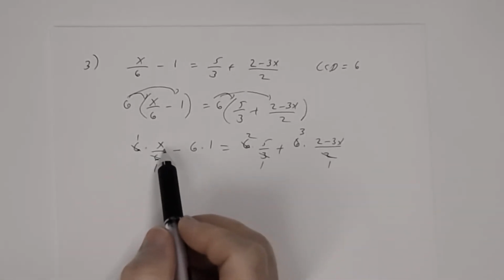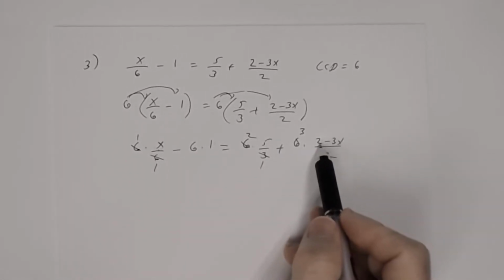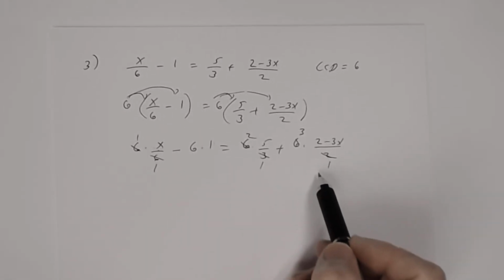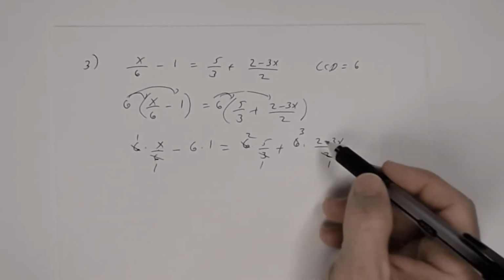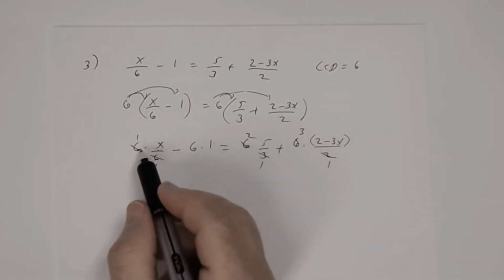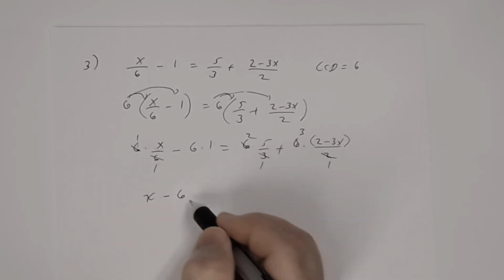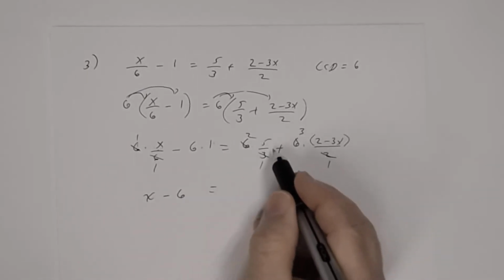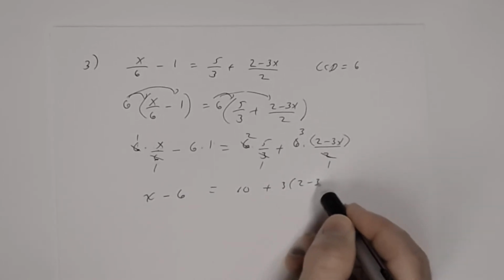Okay, so again, remember, this is a monomial in the numerator, this is a monomial, this is a monomial, but this is not a monomial. So at some point, I'm going to put this in parentheses. You can do it now if you want to. If you want to put this in parentheses now, that's fine. So I have 1 times x is x minus 6 times 1 is 6. So on the left side, I have x minus 6. On the right side, 2 times 5 is 10 plus, and then 3 times 2 minus 3x.